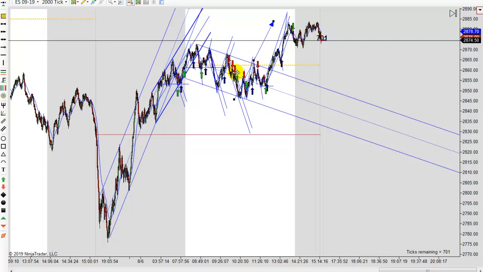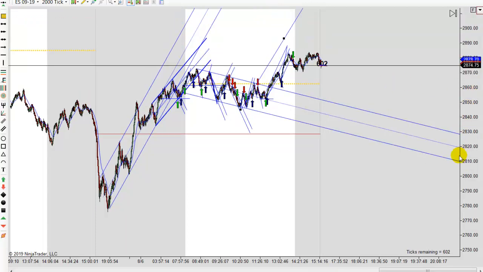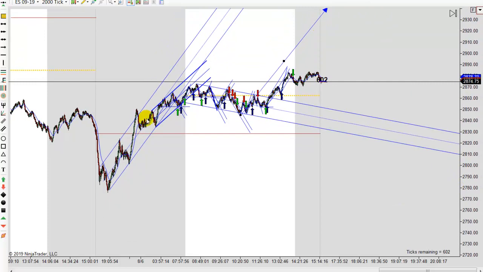But if you kept going higher, then you would measure from here. And same thing, you bring it right over to this lowest point right here. And then if you still continued higher, you'd take your third target. Measure that, and then drag that over to this lowest point right here. And you can see that would have put you way up there. We didn't even get close to that. We did reach that first target, and then that was pretty much it for the day.